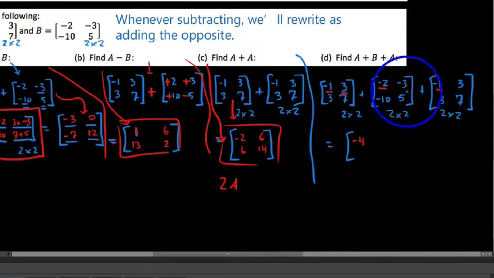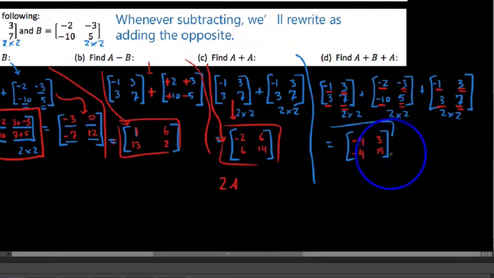And then we'll say, okay, how about 3 plus a negative 3, which is 0. 0 plus 3 is 3. 3 plus a negative 10 is negative 7, but negative 7 plus a 3 is a negative 4. And then last but not least, second row, second column entries, 7 plus 5 is 12, and 12 plus 7 is 19. So we get this 2x2 matrix here as our sum.